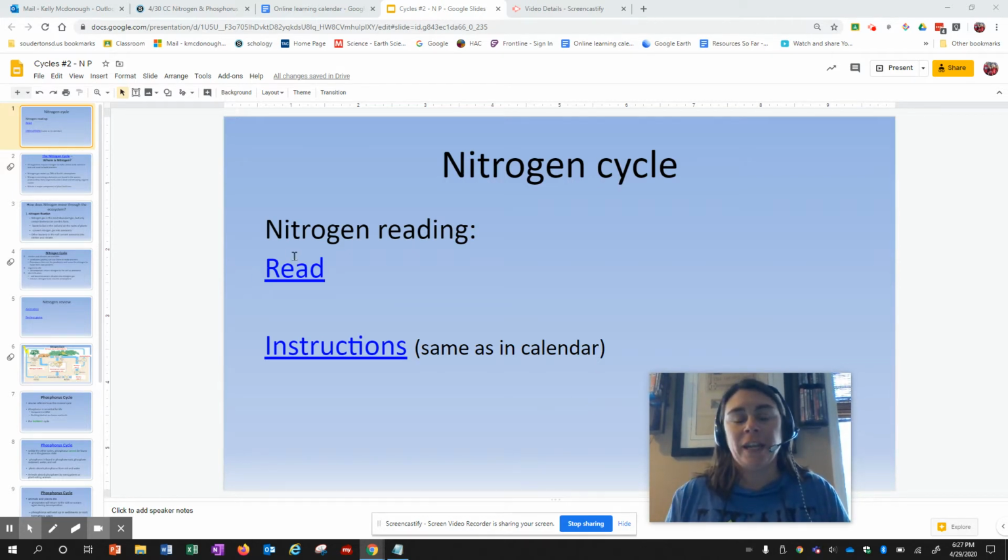This nitrogen reading is really short. I think it's really helpful in trying to visualize what's going on with the nitrogen cycle. Again, you don't have to print out any of the articles. You can print them and draw on them if you want, but you don't have to. These are the same Thursday instructions that were in the calendar. I've been putting everything in two places, so you can hopefully find it somewhere.